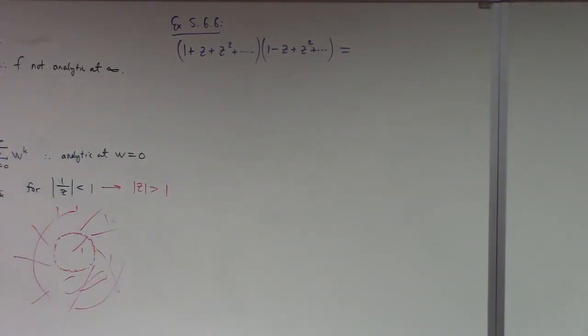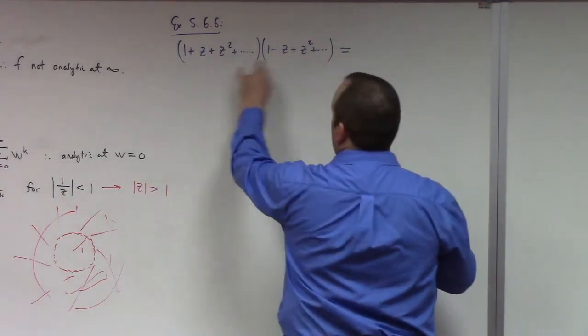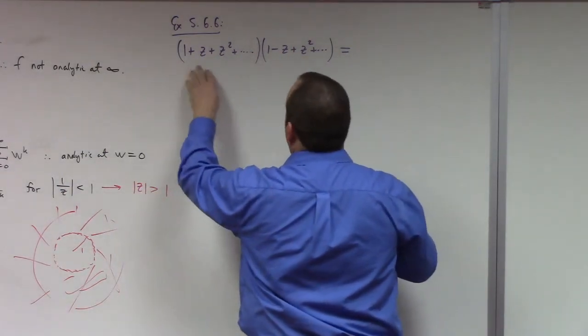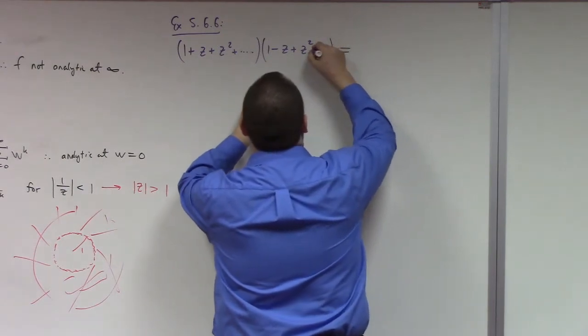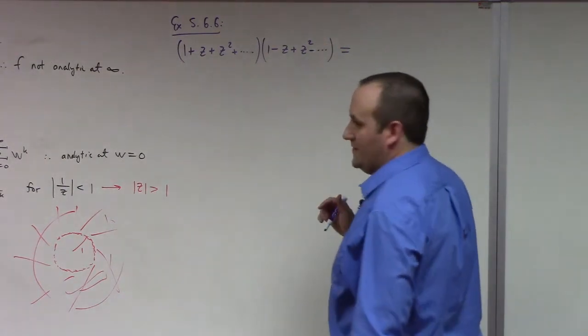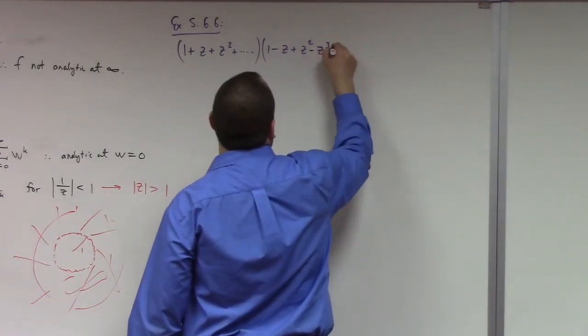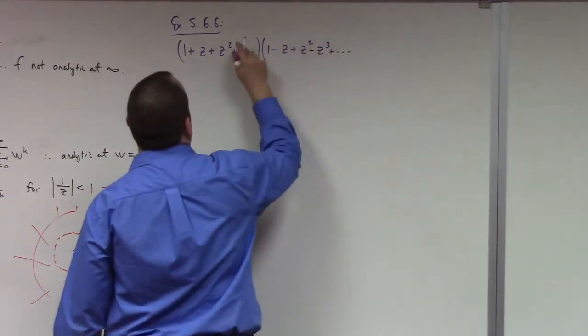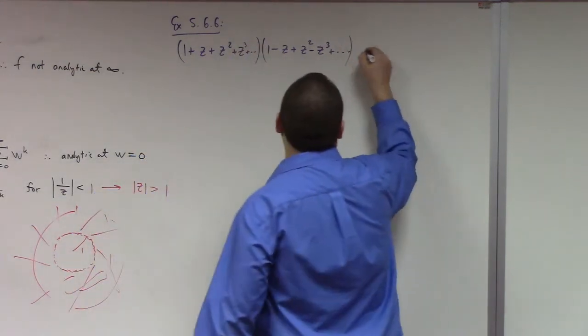Wait, what is the pattern? Just the same, except it's not alternating. Yeah, exactly. This one's alternating. That one's not. If it's not clear, I can add another term, minus z cubed plus z squared, z cubed rather. All right, so of course we can multiply.